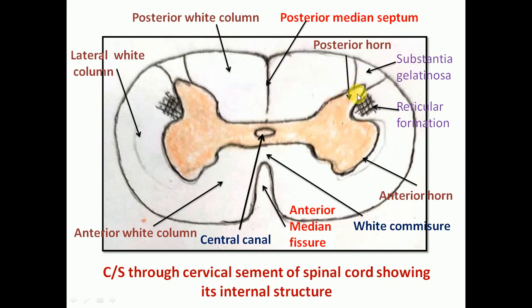Now between the posterior horn and lateral horn there is the presence of reticular formation within the lateral white column, and that can be seen particularly in the cervical region and also in the thoracic region. Now this posterior gray horn is connected with the posterolateral aspect via this substantia gelatinosa, a gelatin-like substance, and that provides attachment to the sensory nerve roots, and then from that onward the fibers go to the higher center.